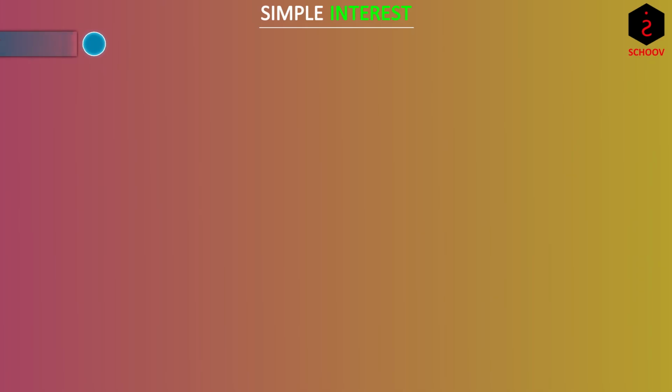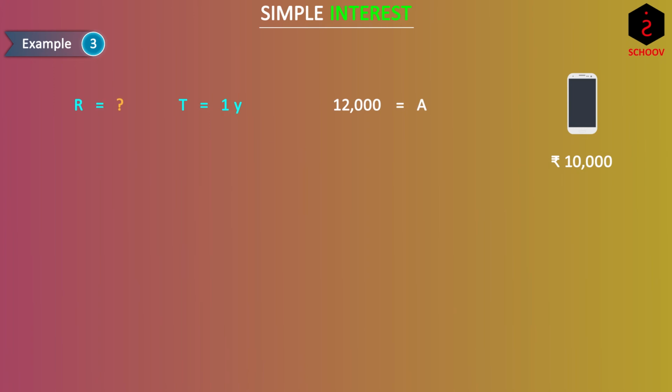Next example. A shopkeeper tells me that to buy a mobile worth rupees 10,000, I can pay the amount in 1 year. But I don't want to pay more than 12,000. What rate should I negotiate with him? Meaning, what rate should I agree to? Let's see. What is the extra, the simple interest that I am giving? Total amount minus principal, 12,000 minus 10,000, 2,000.